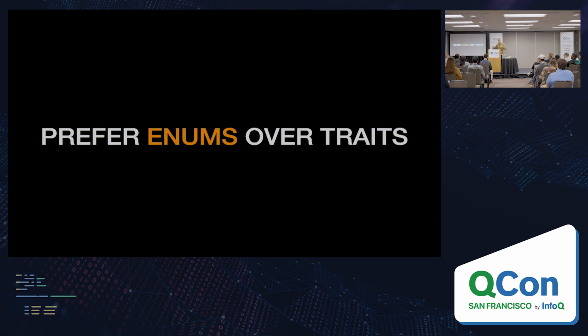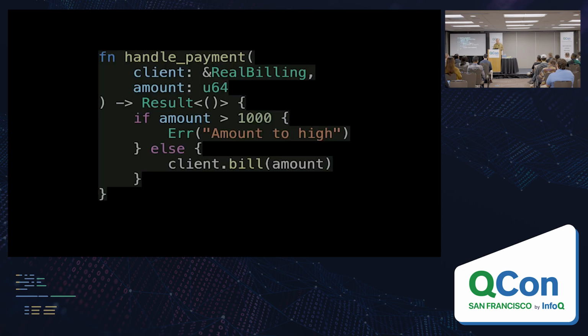But when building the application, like the end product, we do know all the types that are going to get passed in. So we don't need to use a trait. We can use an enum instead. And this is going to greatly simplify our code.